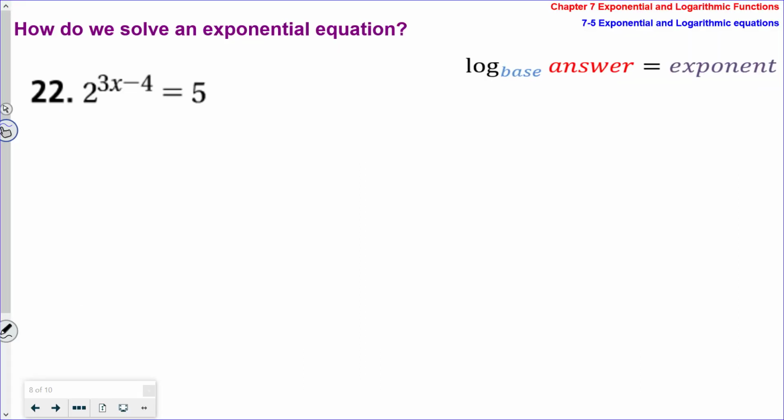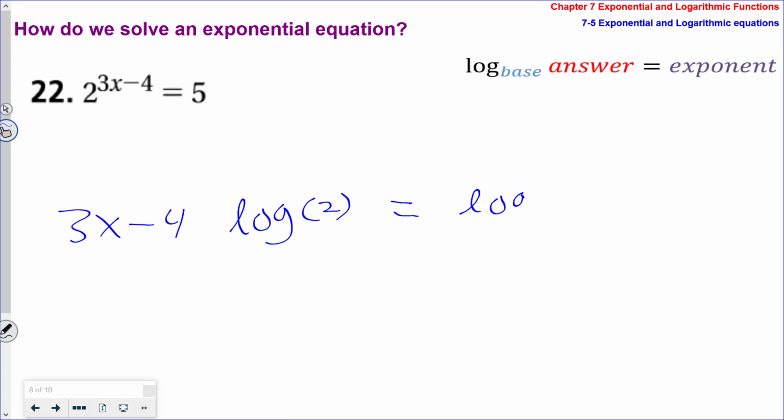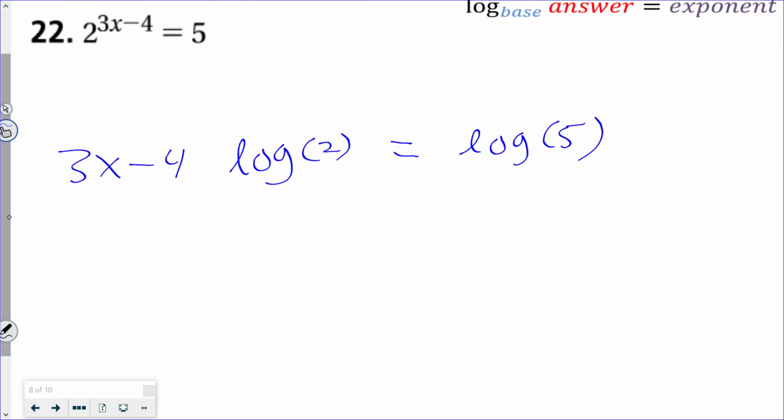Victor, what was the first step you did? So you brought this down? All right, so you brought the 3x minus 4 down, and what did you write? Log of 2, because the base is 10. All right? Log of 5. How about the next step? Not Victor, not Brianna, not Haley, not Danielle, not Nicole. Tessa. You divide both sides by log of 2.